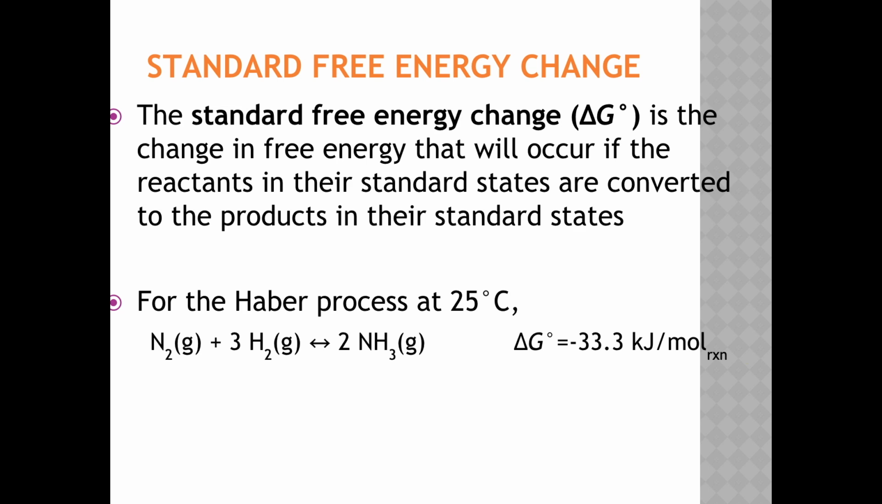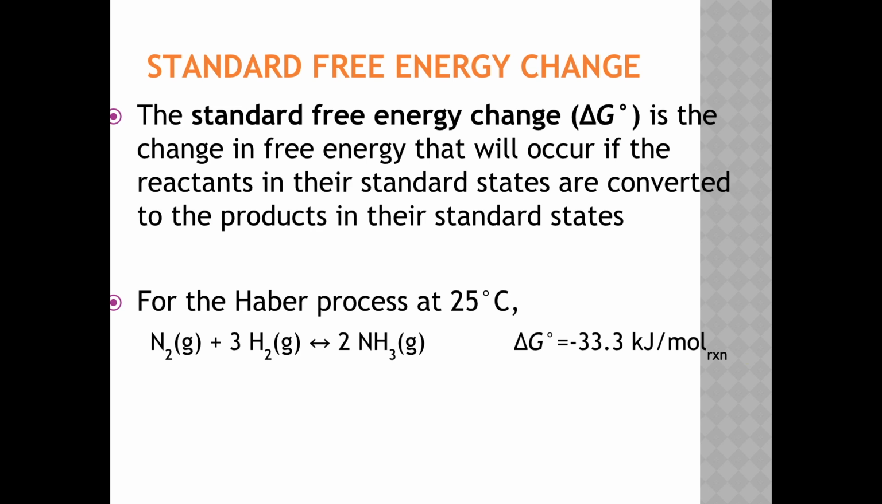For example, the standard free energy change for the Haber process at 25 degrees Celsius is negative 33.3 kilojoules per mole of reaction. That means that 33.3 kilojoules of free energy is released when 1 mole of nitrogen gas at 1 atmosphere reacts with 3 moles of hydrogen gas at 1 atmosphere to produce 2 moles of gaseous ammonia at 1 atmosphere.